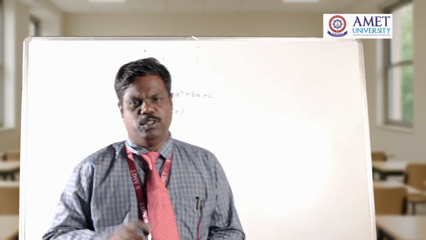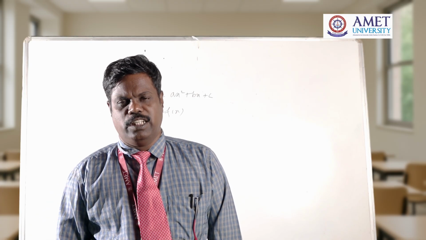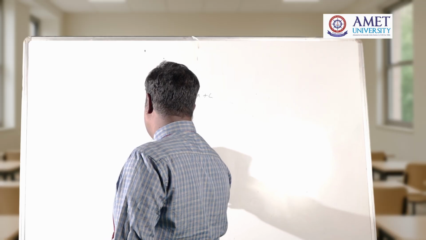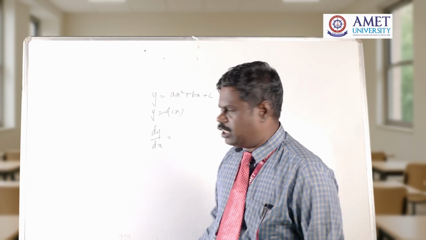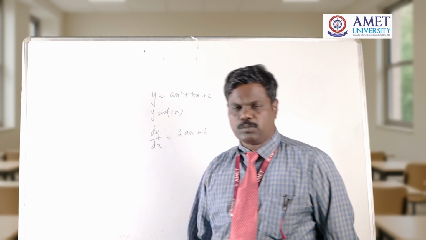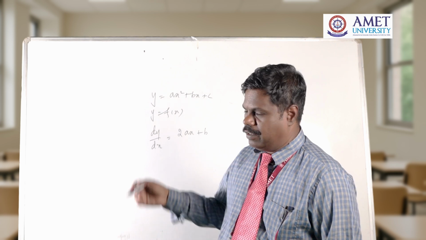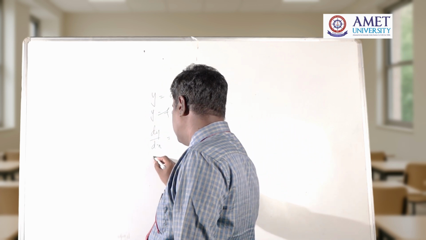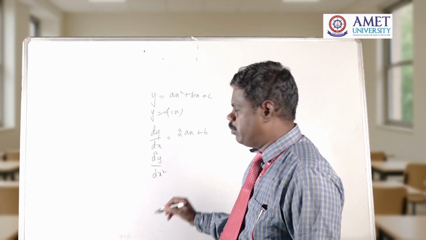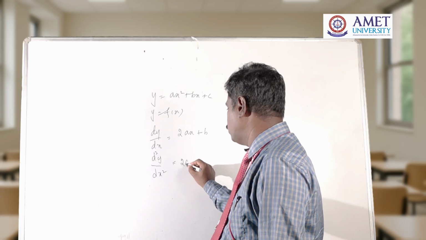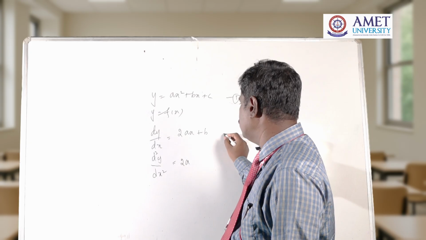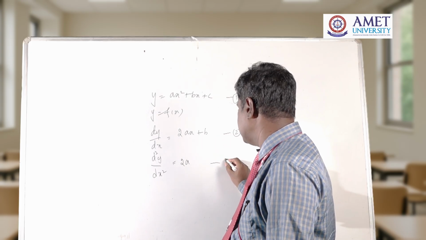Now, you can find the derivative. The first derivative is dy by dx, which is equal to 2ax plus b. You can find one more derivative also. The second derivative, d squared y by dx squared, is equal to 2a. Now, consider this as equation 1, this as equation 2, and this as equation 3.